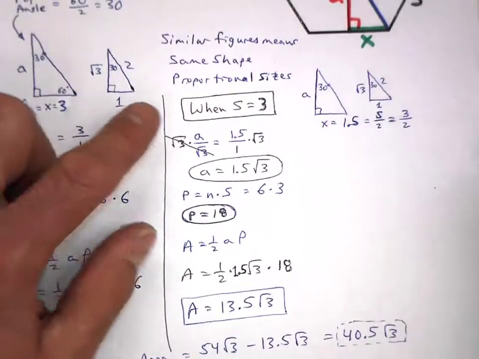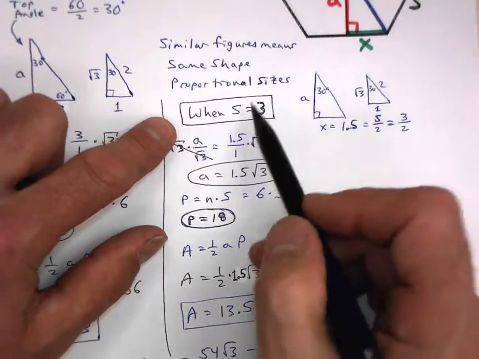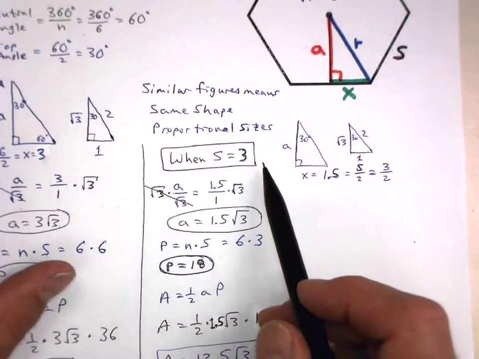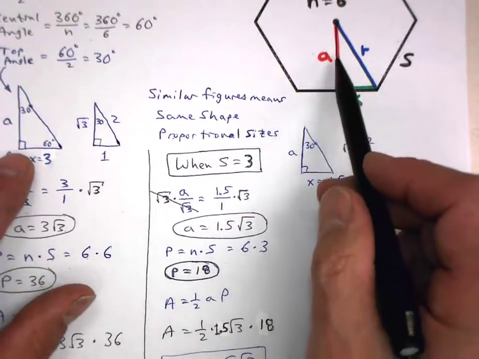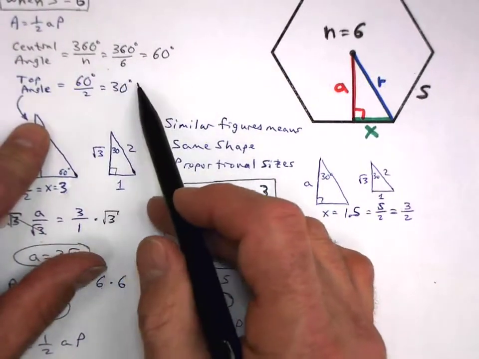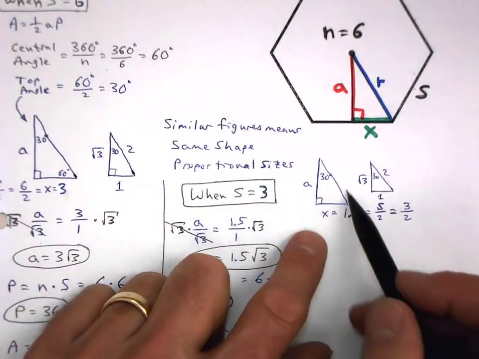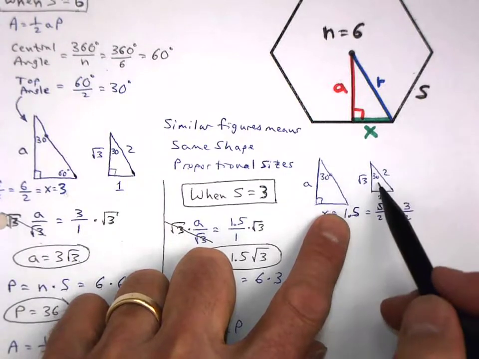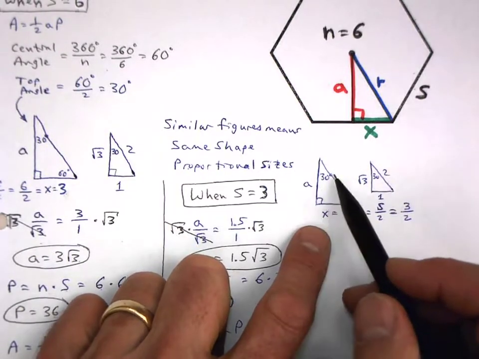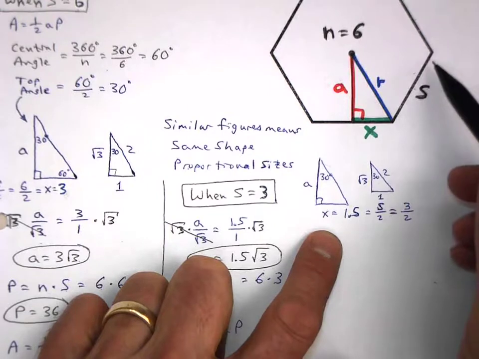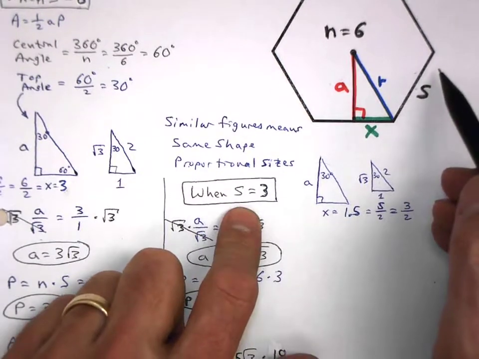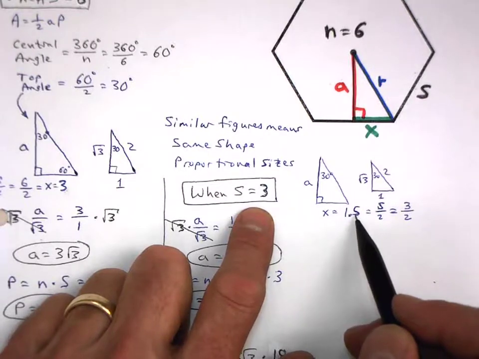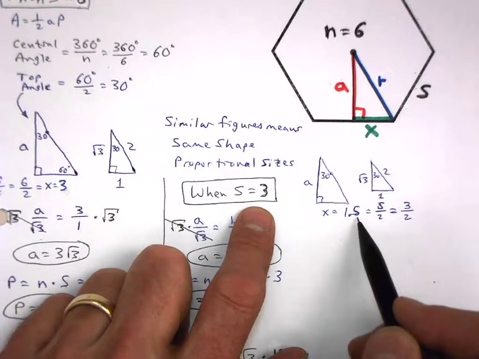Let's also do this as we did if the side length was 3. We do it very similarly. Of course, the central angle and the top angle do not change. So we can create the same pattern here, and the problem is all the same except our side length is 3. Therefore, the x, this bottom leg, is going to be 1.5, half of 3.